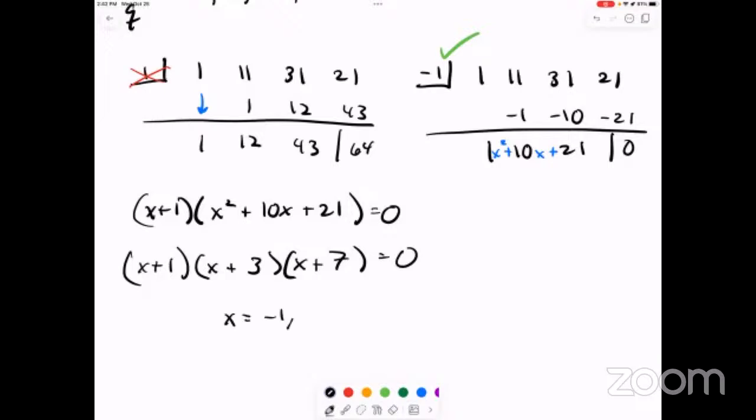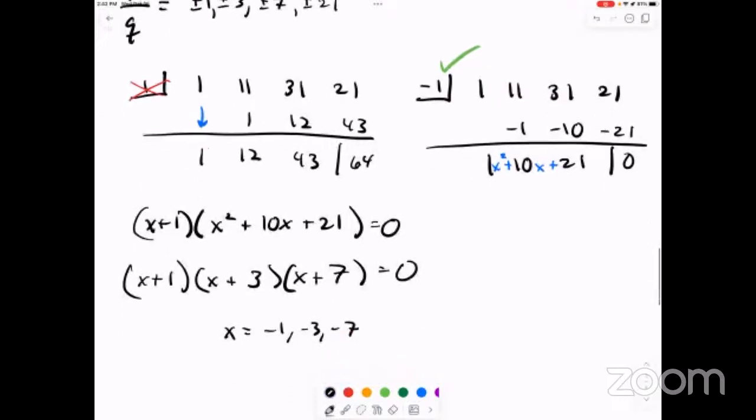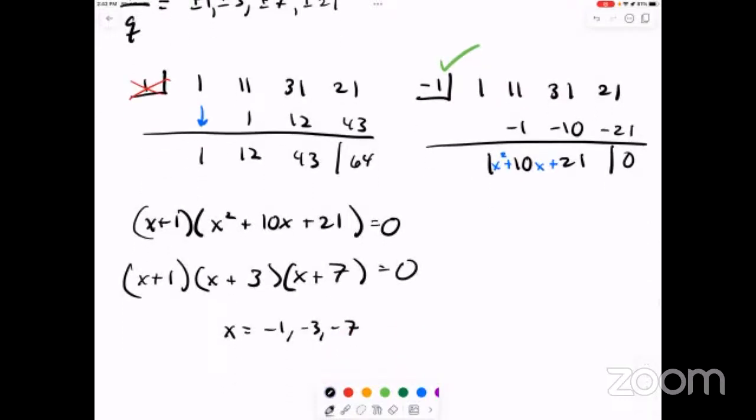Notice that these are in our list. So in our list of possible rational zeros, we confirm, then we should check to make sure that these are actual zeros. But since we're out of time, I'm just going to go with these. We got negative 1, negative 3, and negative 7.